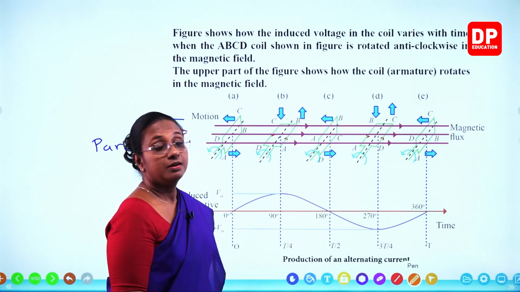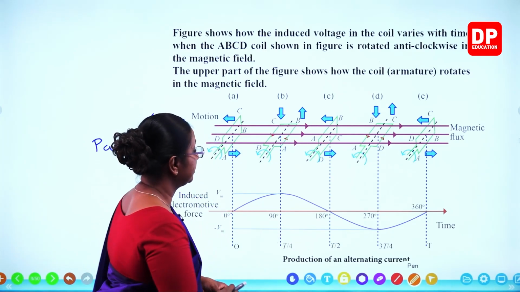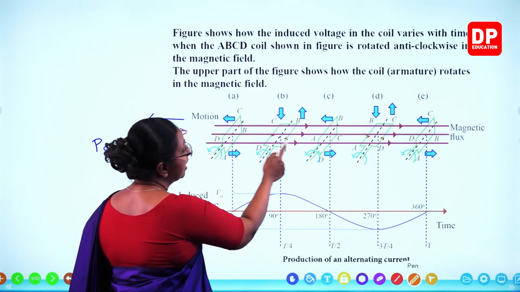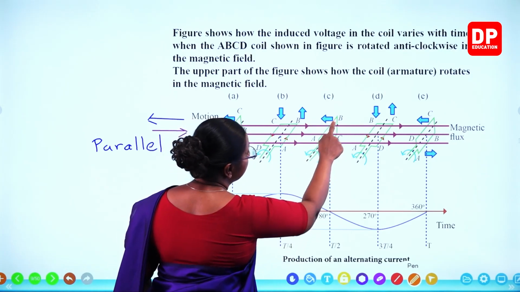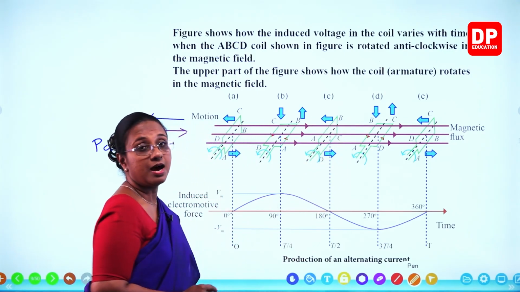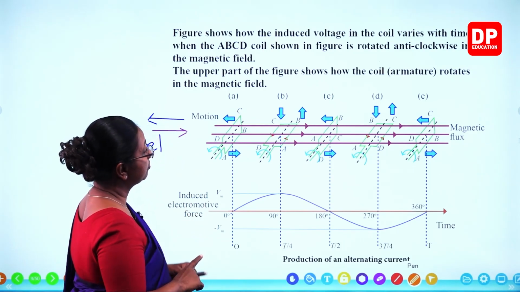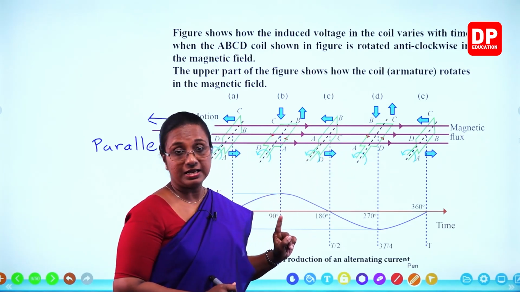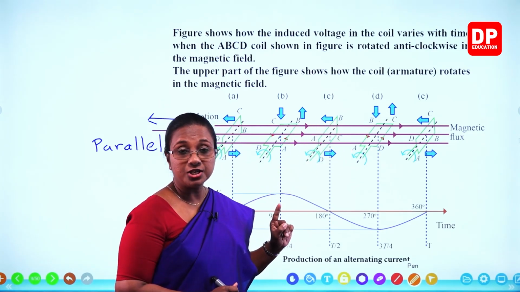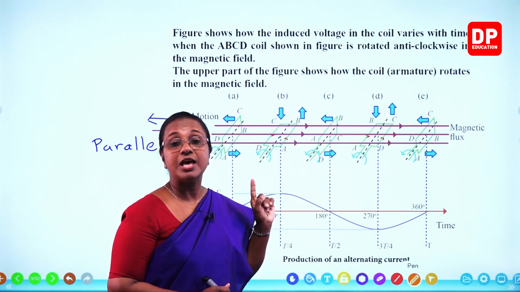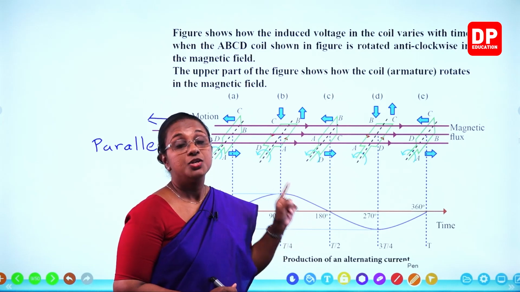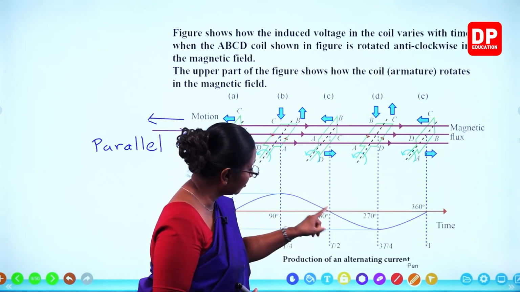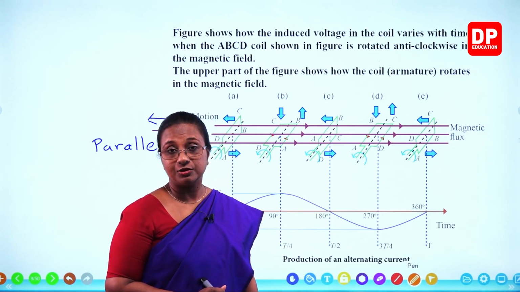Now the coil has rotated by 180 degrees. It was here like this. So you can see A and B were down, C and D were up. Now after 180 degrees, AB is up, CD is down. So there also you can see the blue color arrow that is parallel to the pink color lines. So this is the direction of the motion. This is the magnetic field lines. So they are parallel to each other. So because of that, there is no induced electromotive force. So here again you can see there is no induced electromotive force.